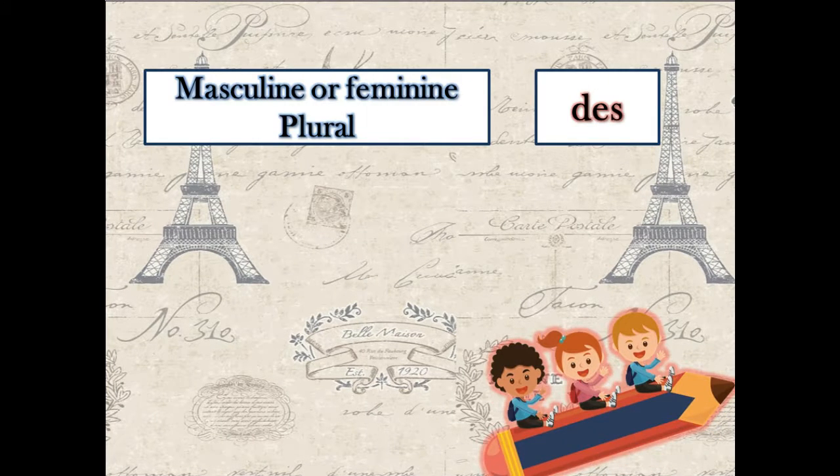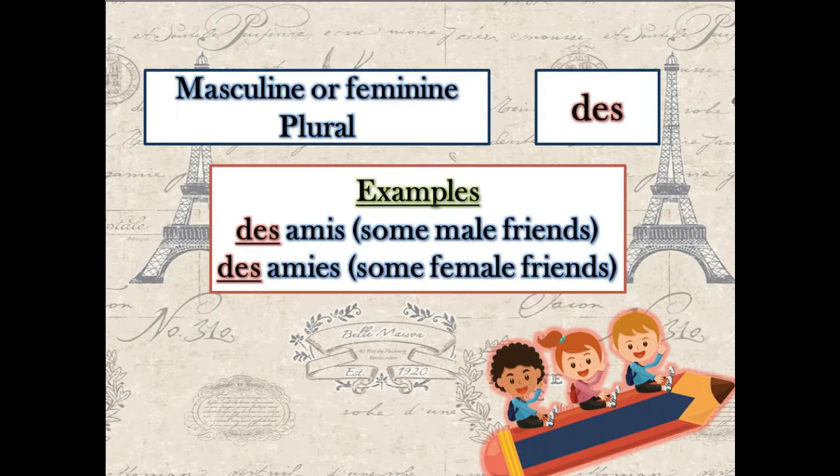We use des before any plural noun, whether it is masculine or feminine. For example, des amis and des amies. Both are plural, so des is used irrespective of gender.